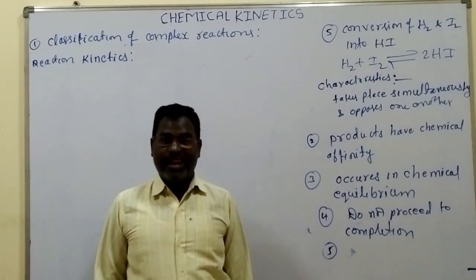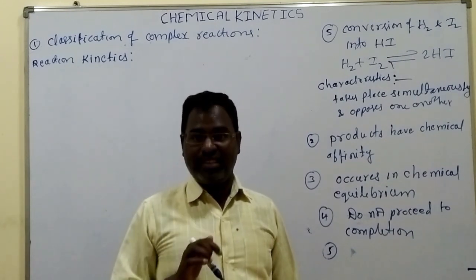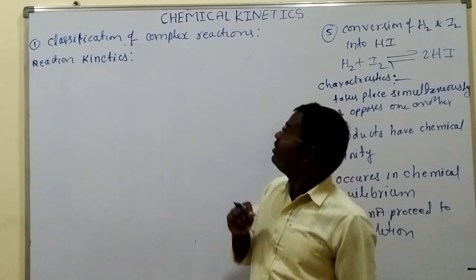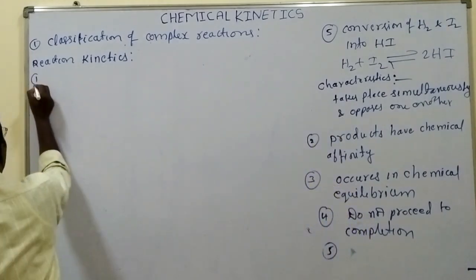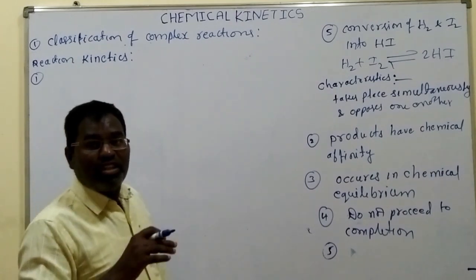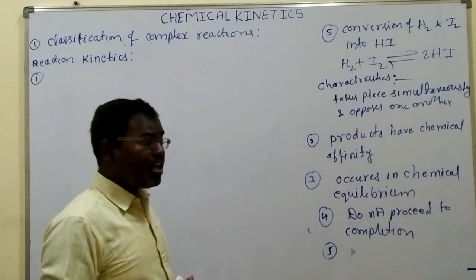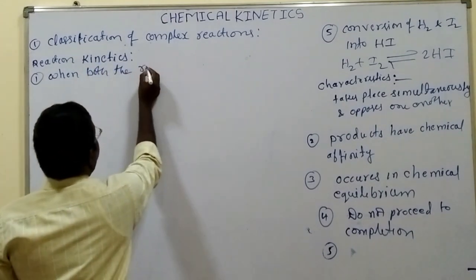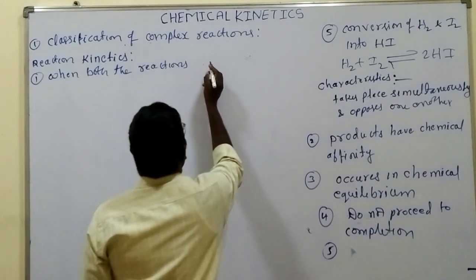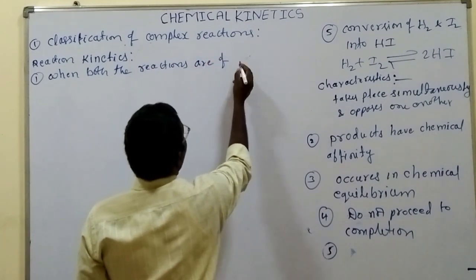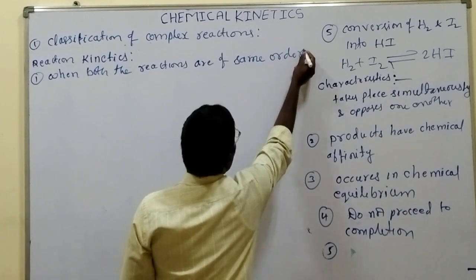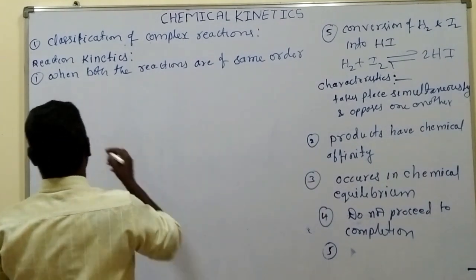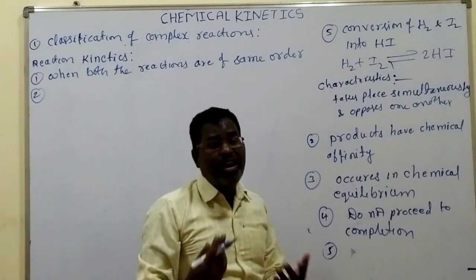If you want to take the reaction kinetics, we should assume two conditions. Before taking this, we may have two conditions in these opposing reactions or complex reactions. The first condition is when both the reactions are of the same order, and the second is when both the reactions are of different order.